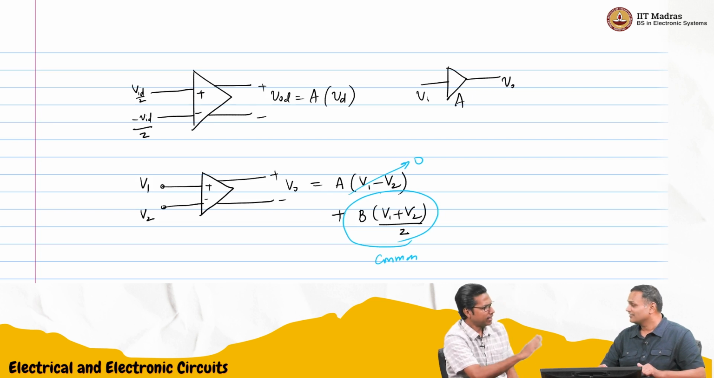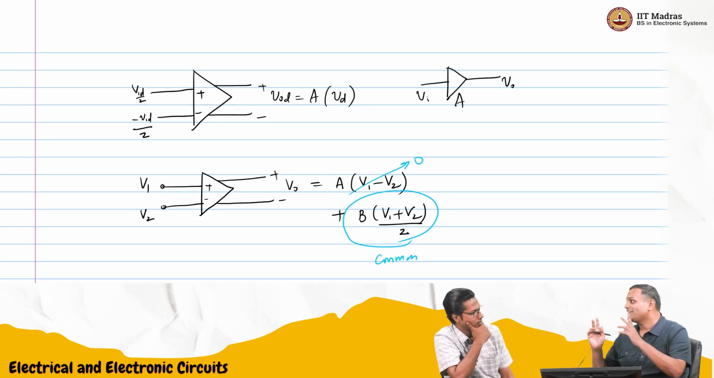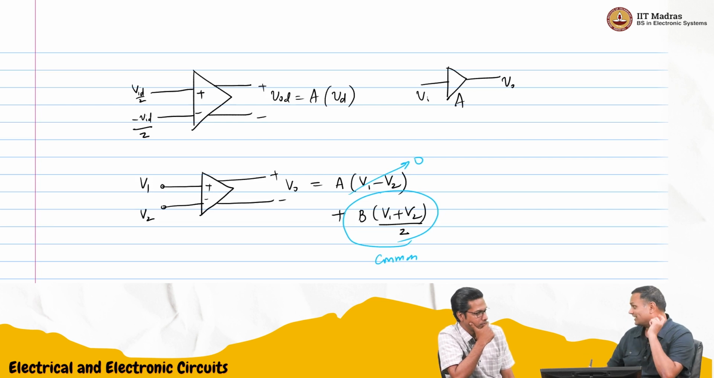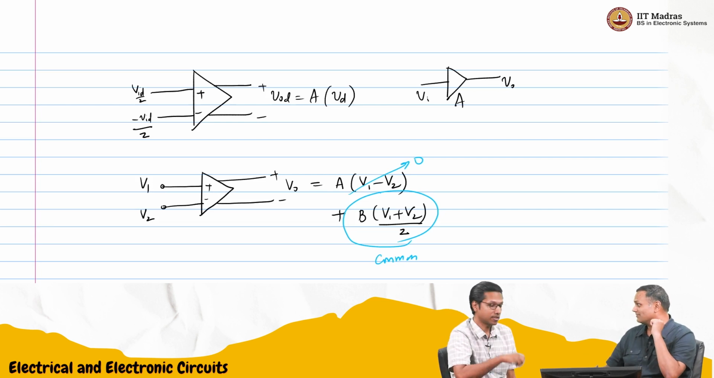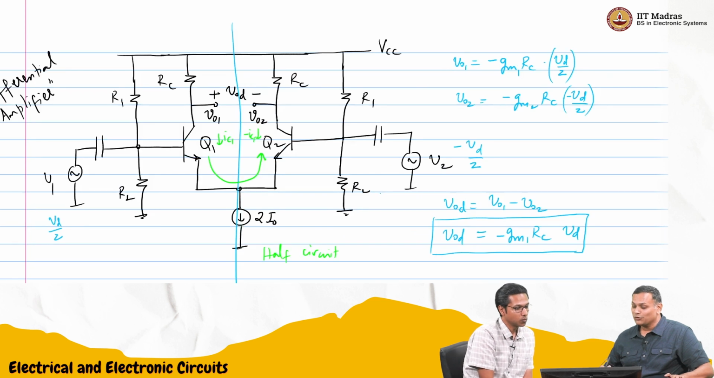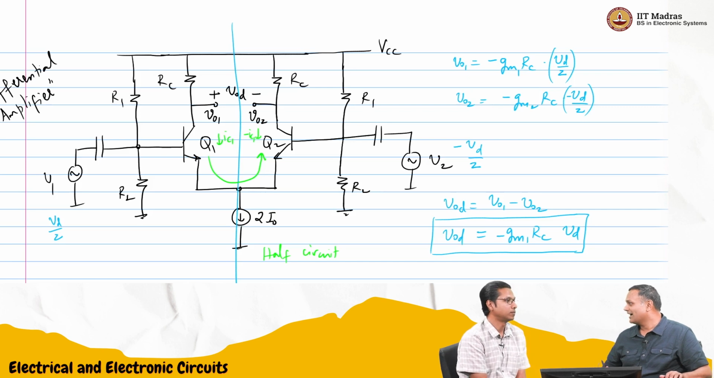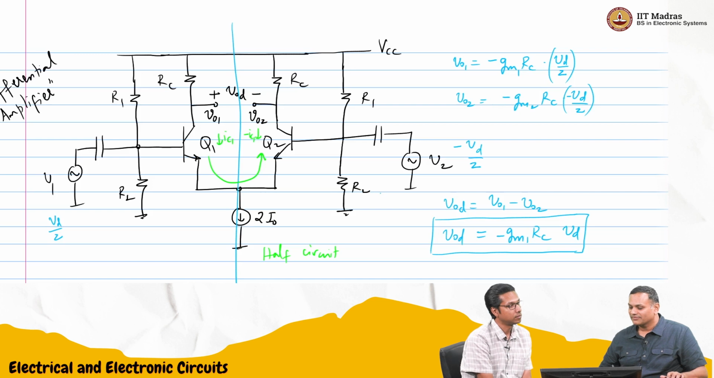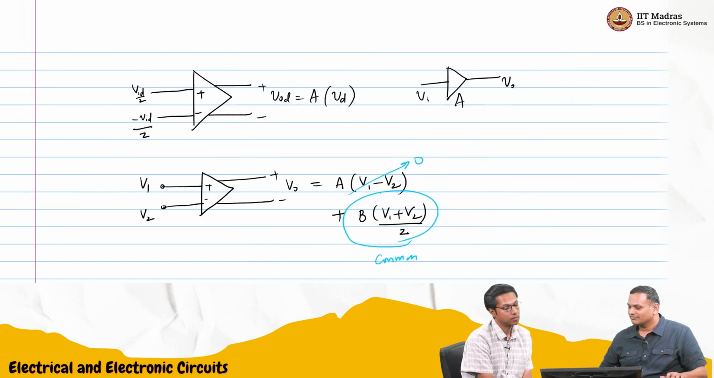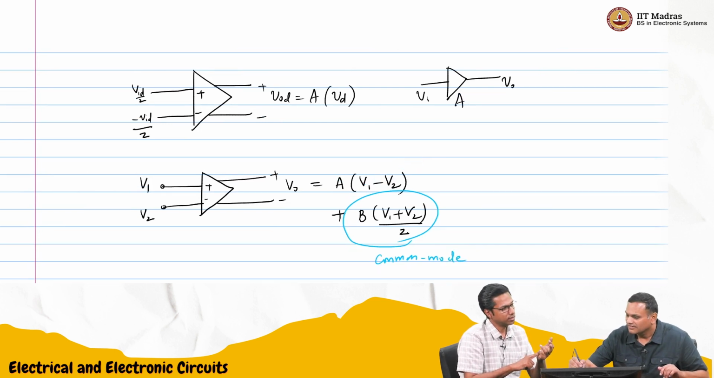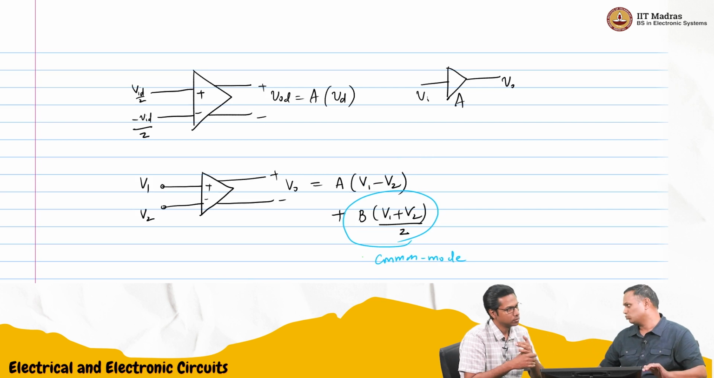Ideally, if you take the difference, you will not get anything. But on each side, you will get something. Technically, if you want a purely differential amplifier, even on each side, you should not get anything, ideally. So the common mode signal is the sum of these two by 2.